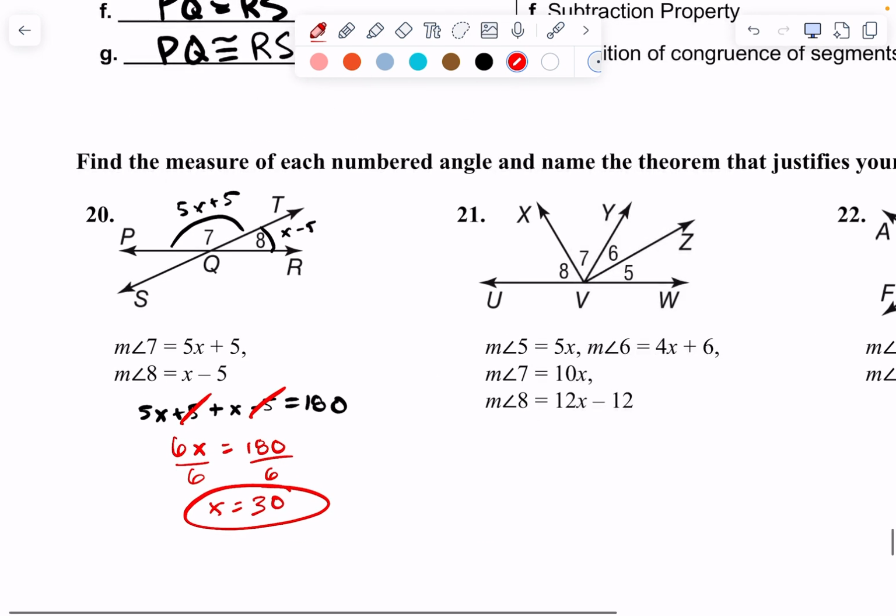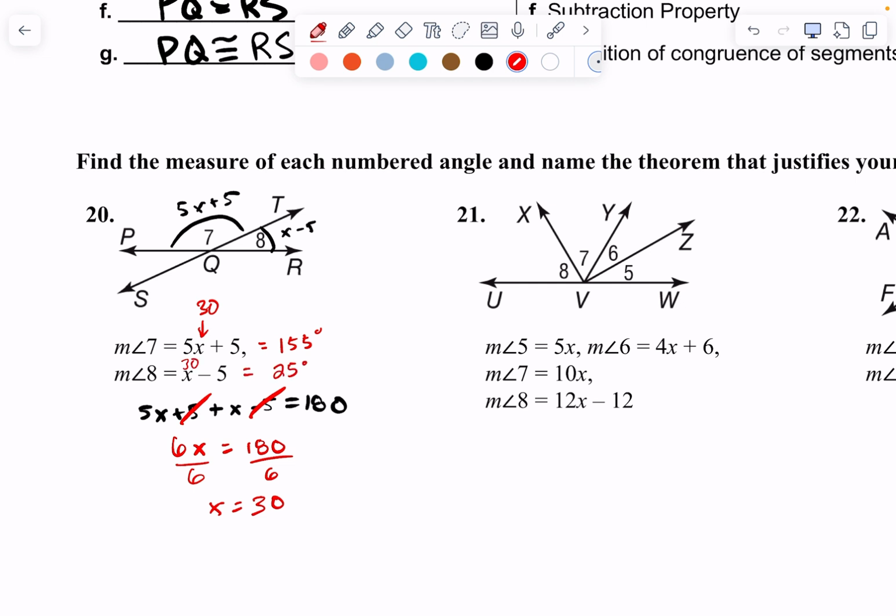Do they ask for find the measure of each numbered angle? So that means we have to plug it back in. If I plug 30 back in, angle 7 is 155 degrees, and 30 in here, minus 5 is 25.